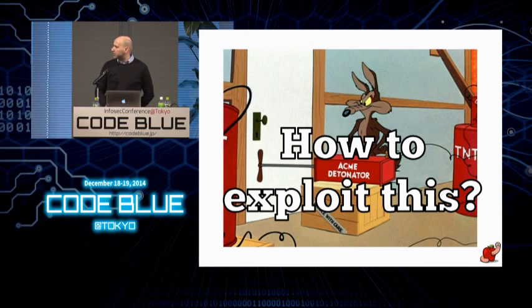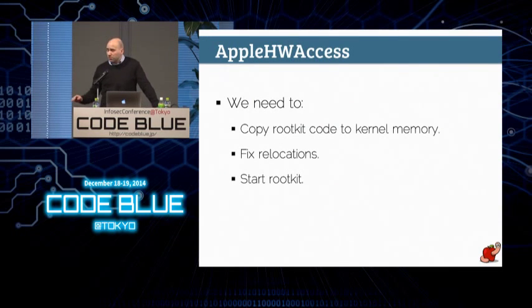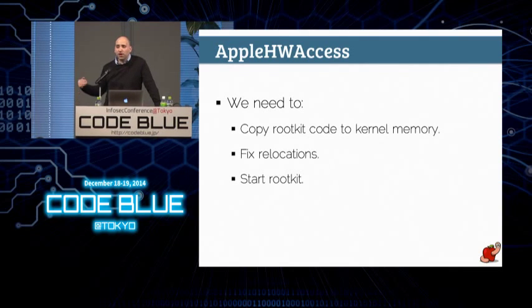How can we exploit this? We need more or less the same thing as the first vulnerability. We need to copy the rootkit to kernel memory. We need to fix the relocations. And we need to start the rootkit. The first two steps are easy. We can write to kernel memory, so you can copy. Fixing the relocations is also easy because it's the same technique. You can fix the relocations in userland, which makes it easier to avoid so many requests, or you can directly fix them in the kernel. It's just a matter of personal taste.